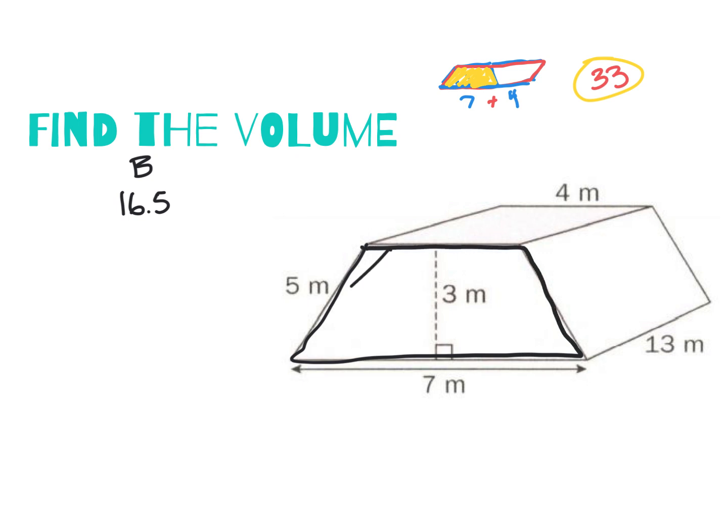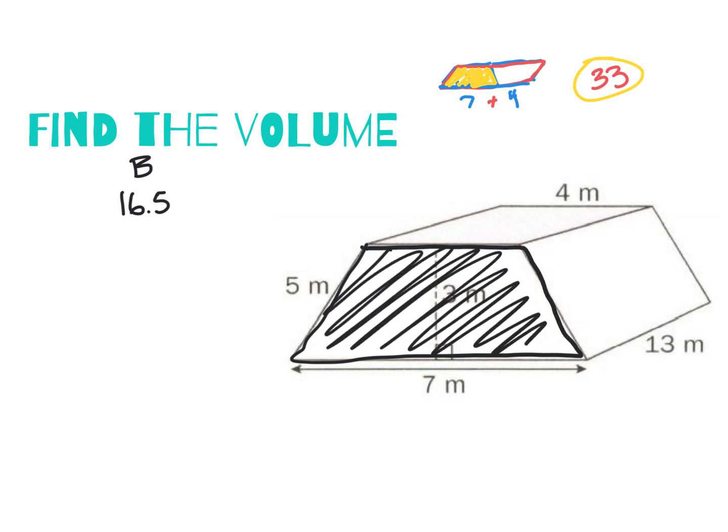Okay, so that's my base. What's the other direction? The other direction is going to be this way, 13. So this we're going to call the height. So we're going to multiply that times 13. I'll grab my calculator. 16.5 times 13, double check here, is 214.5 meters cubed.